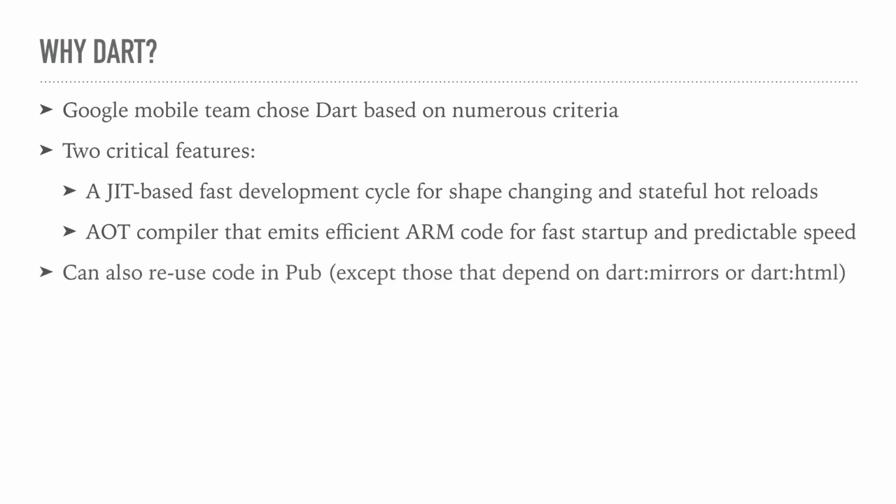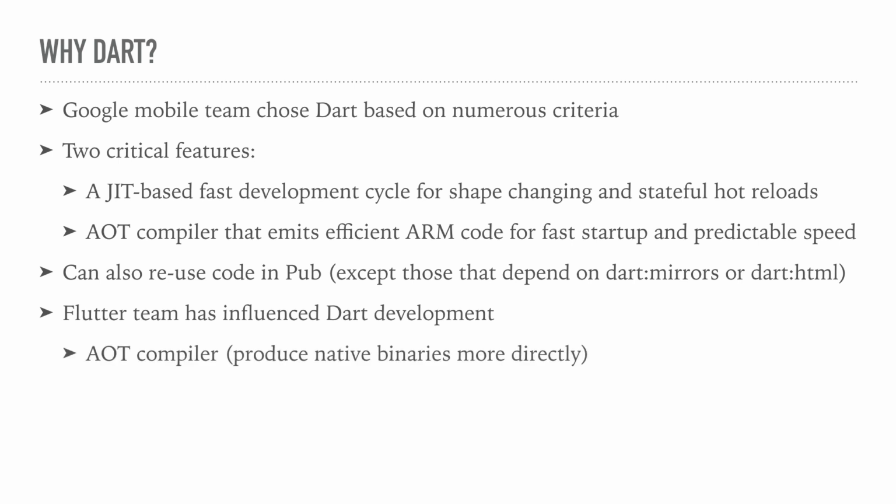You can reuse code in pub. That's kind of fun. With Dart as Flutter's language, you can reuse code in pub. So pub was originally set up for Dart, but then Flutter came along and said, hey, we can use some of that stuff. We can use those math libraries. We could use this and that. So they get to share their development that way. The Flutter team, of course, has influenced Dart development. Dart didn't originally have an AOT compiler, so that's all new.